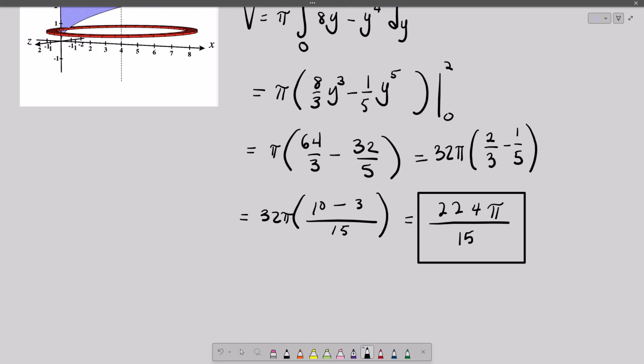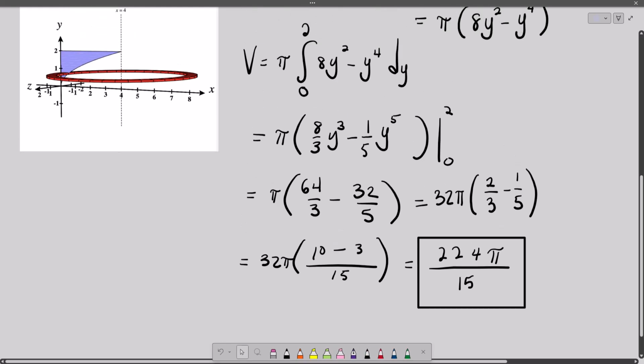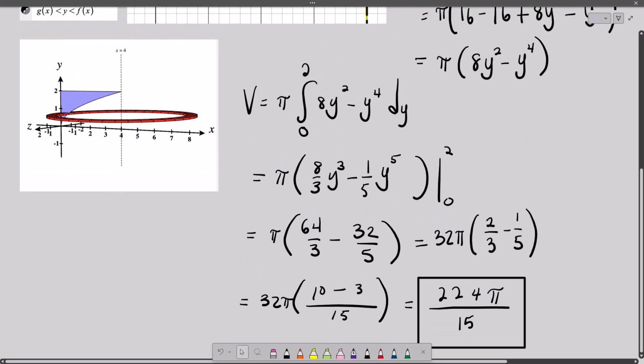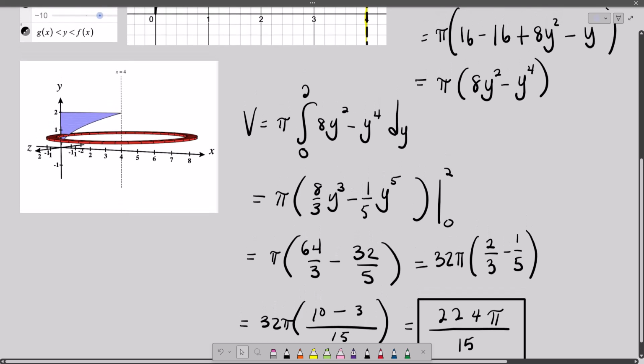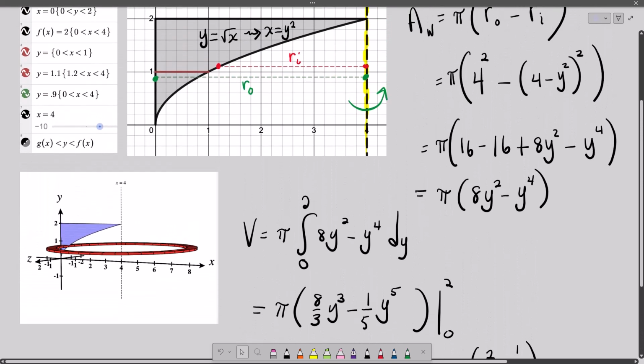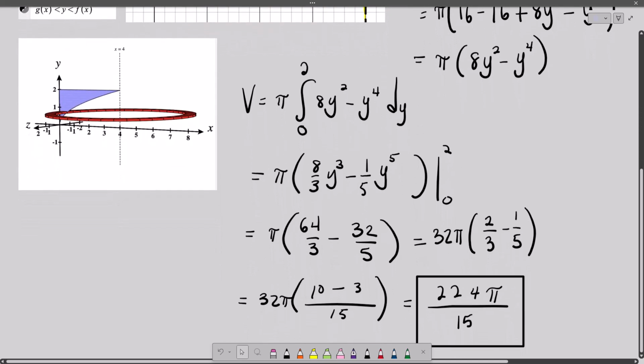All right, so we've now seen a second example where we're rotating around a random vertical line. But our general principles are the same. Right minus left, upper minus lower. If we can keep that straight, we're good.